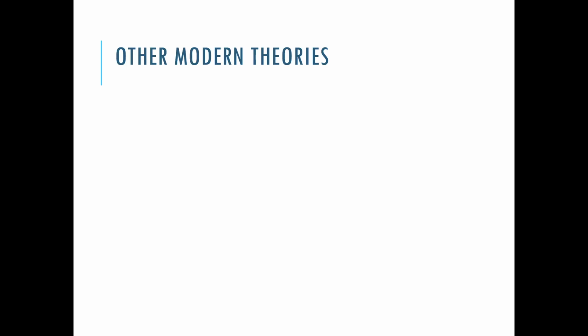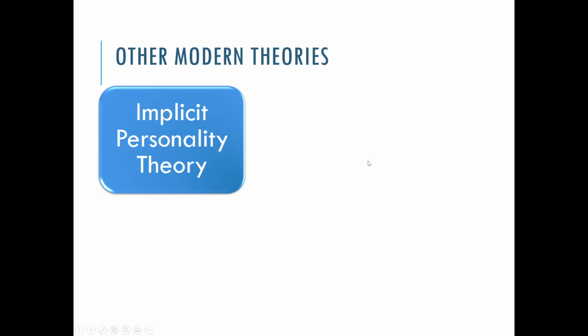All right, so let's talk about some other modern theories. They are a little less well fleshed out as the Sullivan theory or the Murray theory. The first one I wanted to talk about is the implicit personality theory.